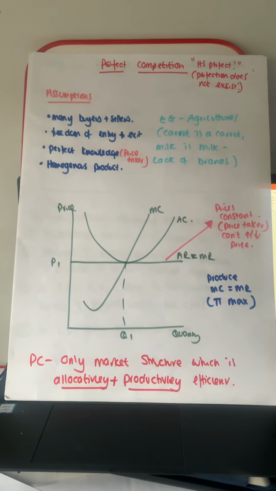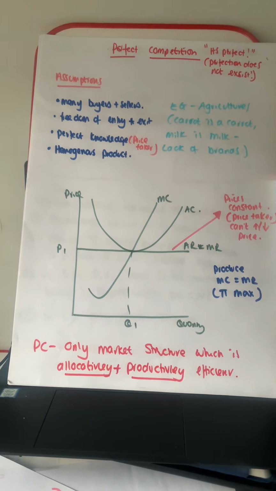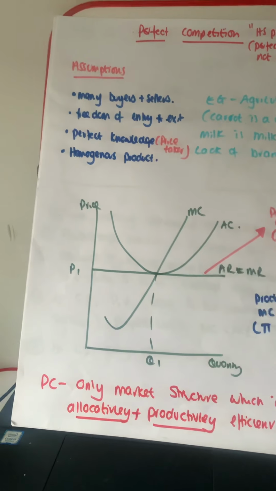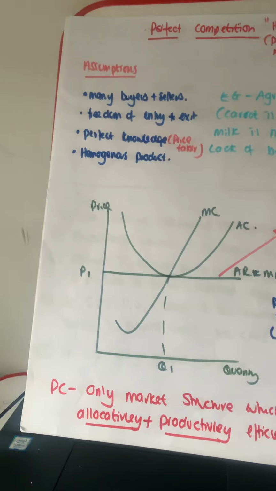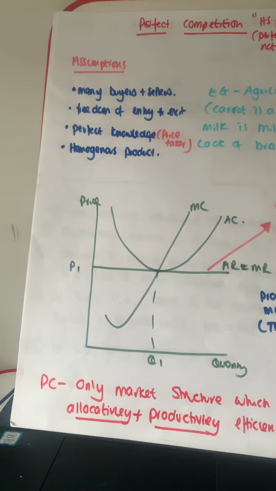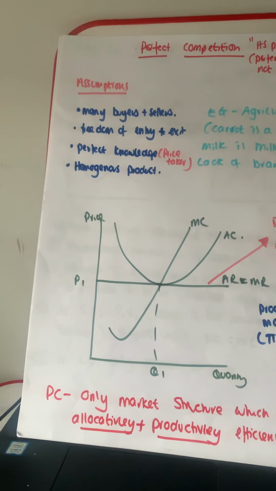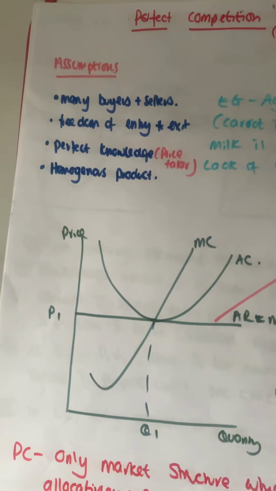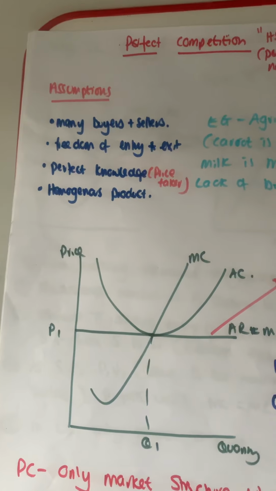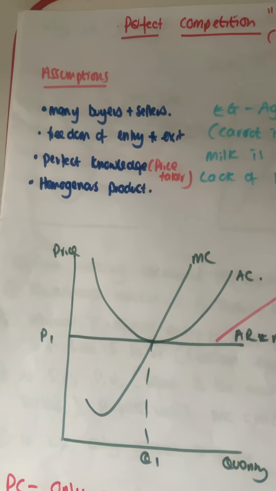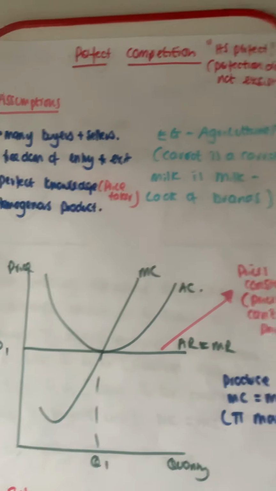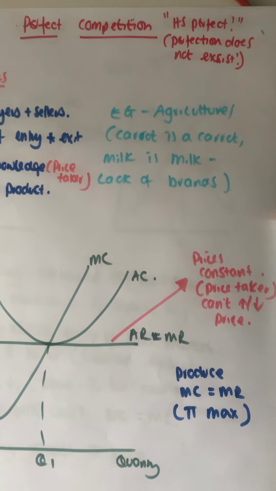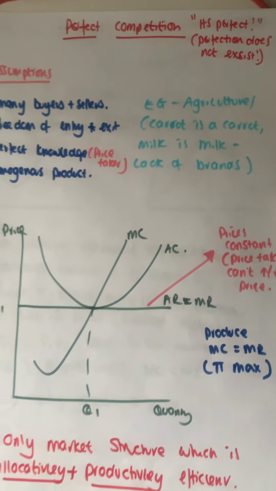The most important thing to remember when doing perfect competition is to know the assumptions. So there's many buyers and sellers, freedom of entry and exit, perfect knowledge and homogeneous products. So people can enter and exit the market at will. There's many people buying and selling and nobody's big enough to affect the market. Perfect knowledge, you're a price taker. You can't hide anything. Consumers know what everyone's prices are going to be, and the products are exactly the same. The best examples are things like agriculture: carrots, milk, bananas, that type of thing.